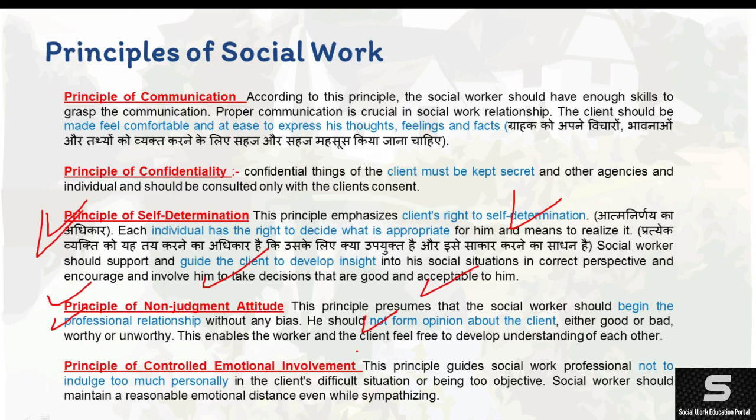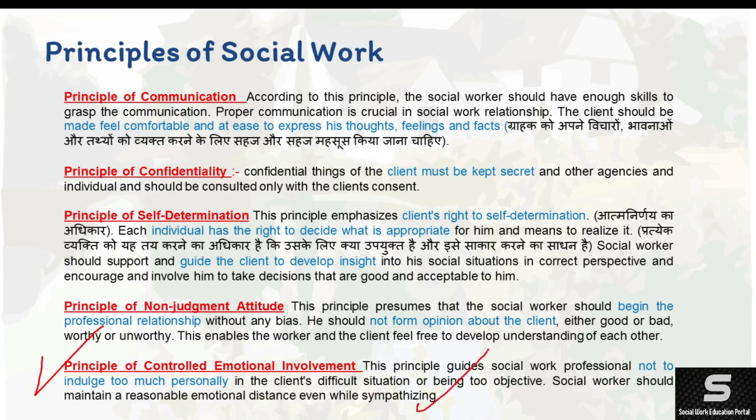So this relationship should be very professional. Next, that is principle of control emotional involvement. That means जो social worker है उसको अपने emotions को control करना चाहिए, biasness नहीं होनी चाहिए उसके काम में, and they should not indulge too much personally in the client's difficult situations, and should be very objective. So basically the social worker would maintain a reasonable emotional distance between the client and the social worker, even while showing sympathy.